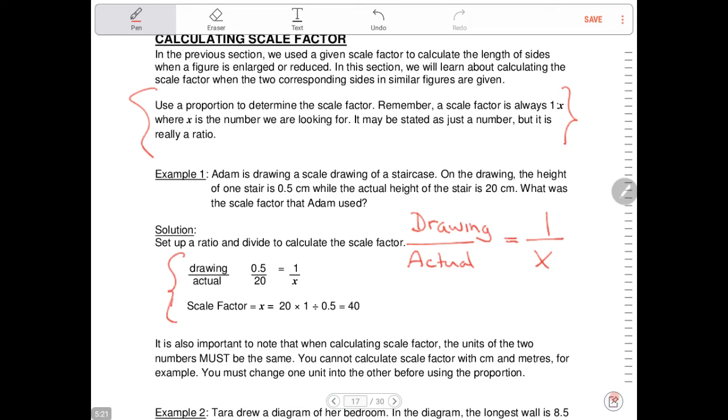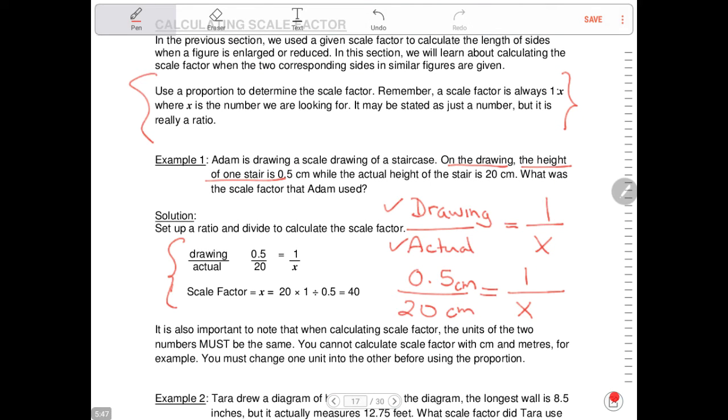So if I put that in the context of this question, what is our drawing? It says here, on the drawing, the height of the stairs is 0.5. So drawing is on top, so I would go 0.5. The actual measurement in real life was 20. I guess I could put centimeters if I want. And on the right-hand side, you always would put 1 over x.